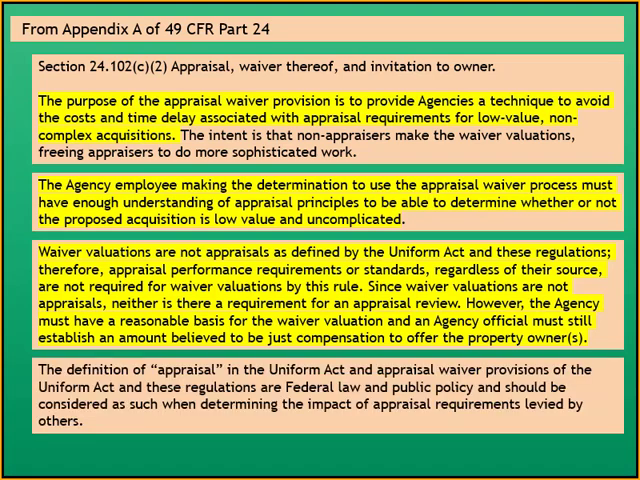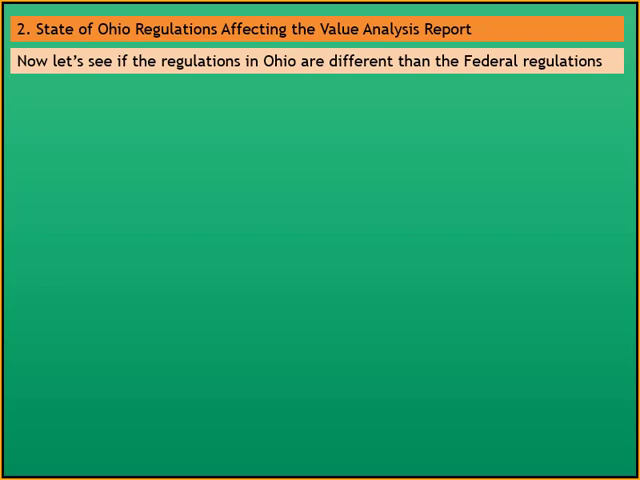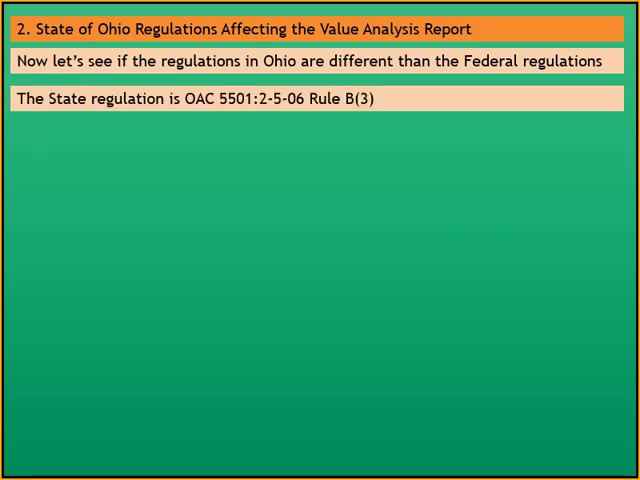The definition of appraisal in the Uniform Act and the appraisal waiver provision of the Uniform Act and these regulations are federal law and public policy. All right, so that's the federal code. Here's the state of Ohio regulations. Let's see if these regulations are different than the federal regulations.